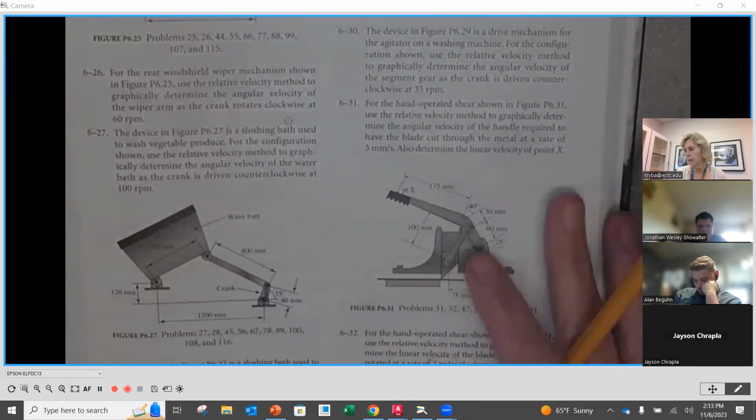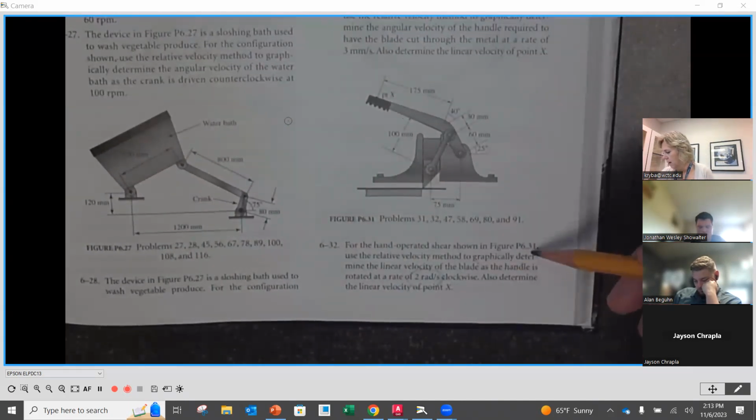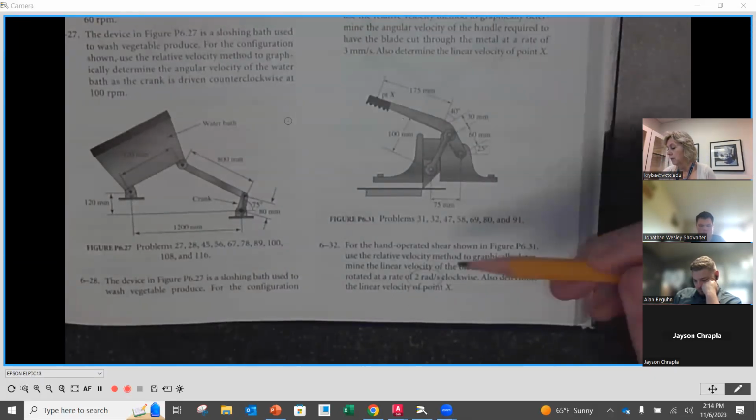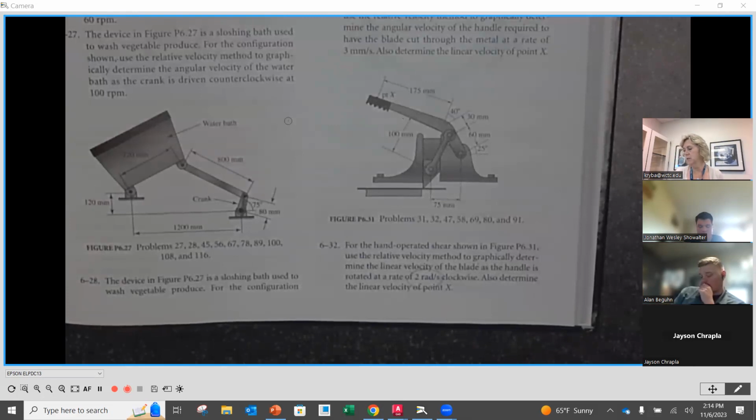Okay. And then number 32, in this case, it says, for the hand operated shear, use the relative velocity method to determine the linear velocity of the blade as that handle rotates at, oh, look at how nice they are, 2 radians per second clockwise. Nobody talks like that, but that way you don't have to do the conversion, which is nice. And then also determine the linear velocity of point X, a point on a floating link. Again, we do need to cover that little bit yet, but it's just one little extra step that I'll talk about when we do look at this problem, I promise.